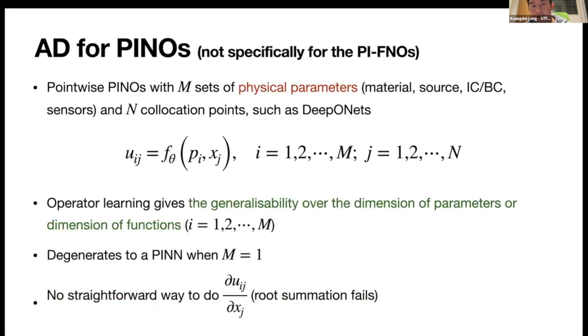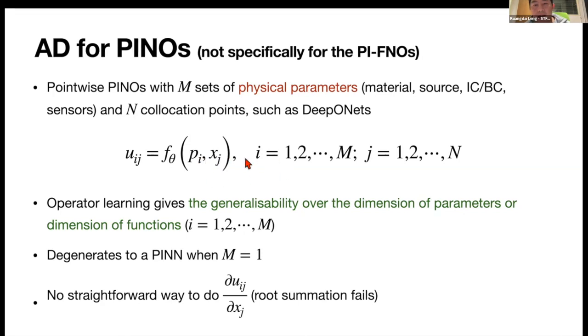So let's consider operator learning like DeepONets. Here I'm using PINOs, the physics-informed neural operators, but as a side note, it's not specifically for the physics-informed Fourier neural operators, because those authors also call their neural network PINO. But otherwise, I need some term for that, so I still use PINOs. Compared to PINNs, it has one more dimension, which is this i dimension. It's the dimension of physical parameters. They can be material properties, external sources, initial or boundary conditions, or some observations at some random sensors.